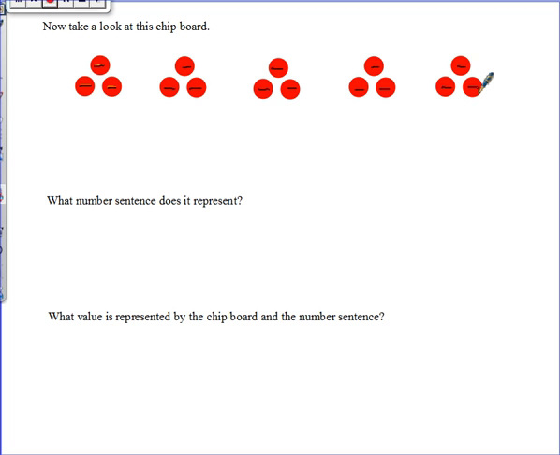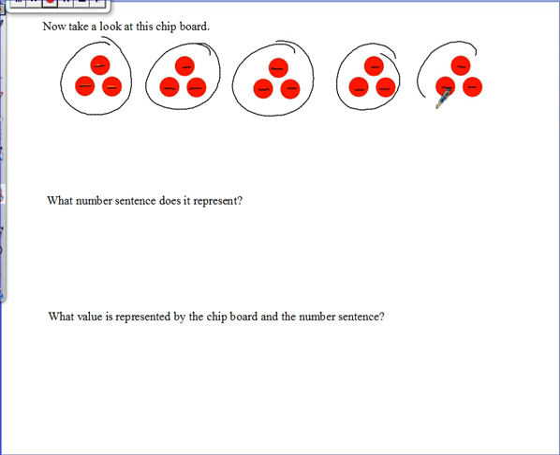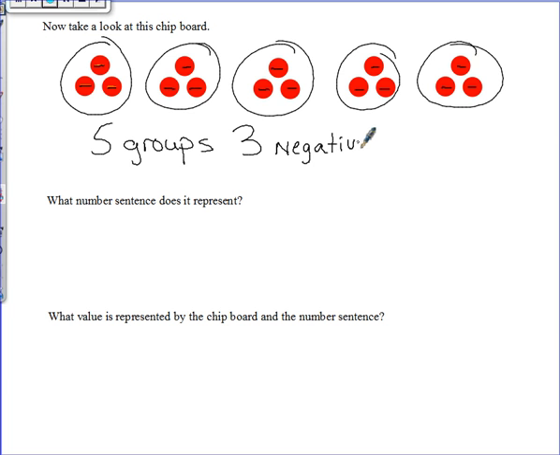All right, so what do we see? I see 5 groups. How many are in each group? Well, 5 groups of 3 negatives. How many total are there on this chipboard? Well, I see 1, 2, 3, 4, 5, 6, 7. I don't want to count all those. So 3, 6, 9, 12, 15. I see 15 what? Negatives.